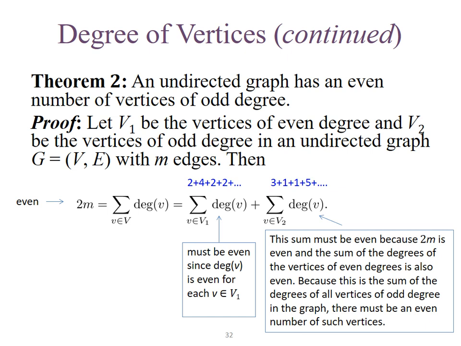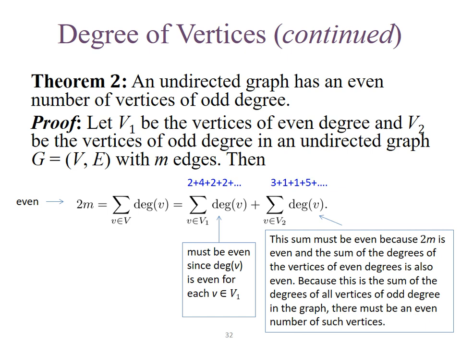For example, for the first category, they are all even degrees, so we have 2 plus 2 plus 2 plus 2. And for the second category, their degrees are all odd: 3 plus 1 plus 1 plus 5. We know the summation of even numbers is still even. But we need the total sum to be even as well. If the odd part is an odd number, then odd plus even will not be an even number.